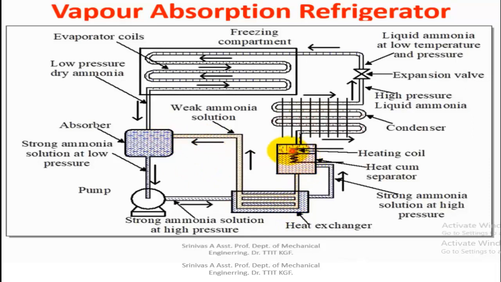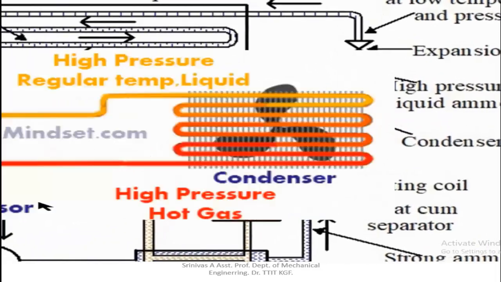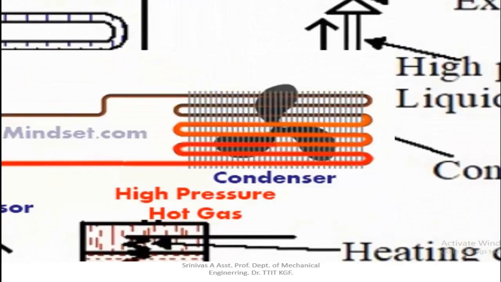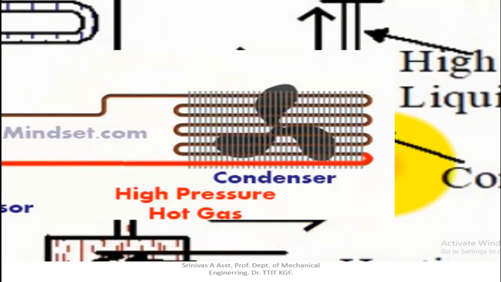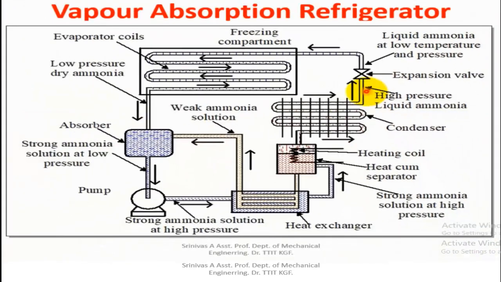And when all this ammonia vapor is passing through the condenser, while passing through the condenser it loses its latent heat, and the vapor ammonia is again converted into liquid ammonia, and this liquid ammonia will have high pressure, and it is in the liquid form. Because of the condensation effect in the condenser, it loses its latent heat.